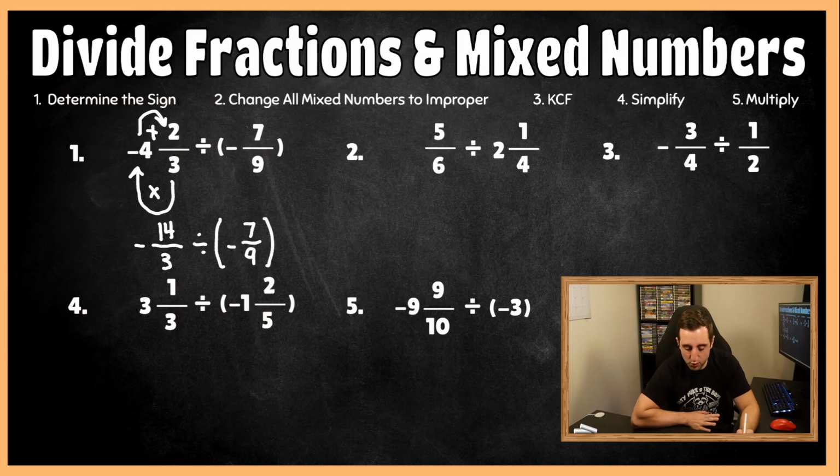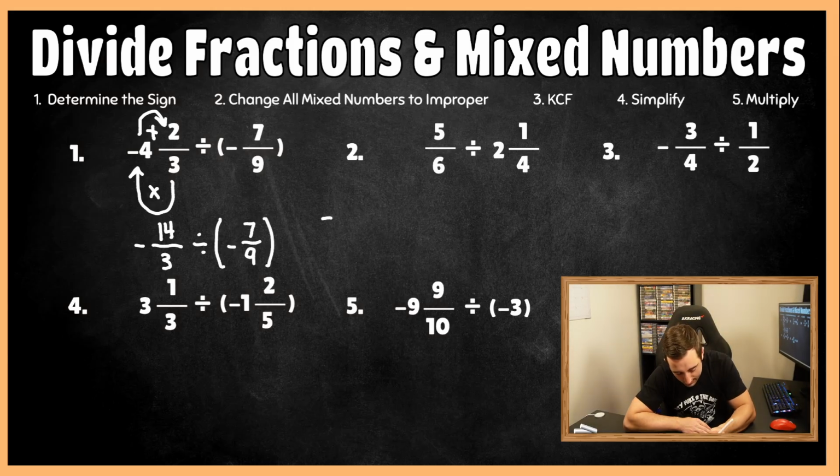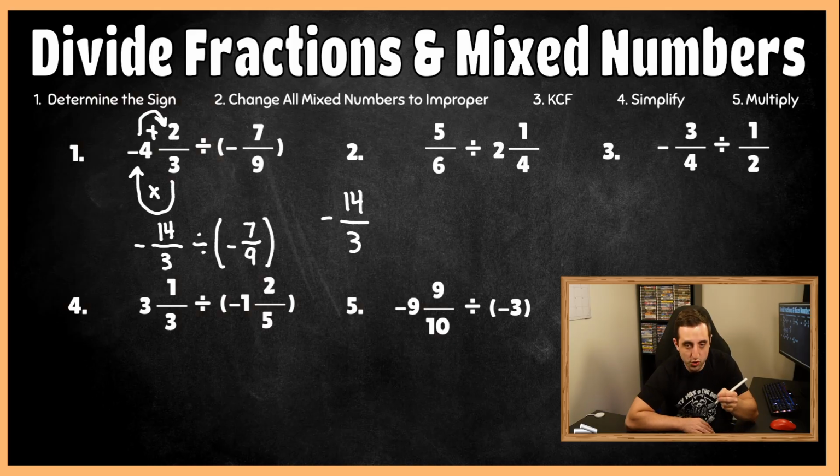So you want to keep the first fraction the exact same. So negative 14/3 is going to stay exactly how it is. So I'm just going to write it over here. Negative 14/3 is going to stay the way it is. We're going to change division to multiplying, and we're going to flip our second fraction. So instead of it being negative 7/9, we're going to flip it. So now it is negative 9/7.